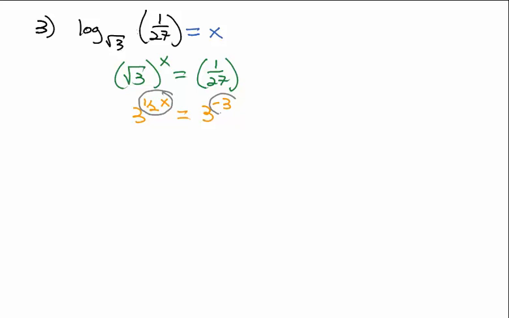Then we can take our exponents and make them equal to each other. 1/2 x equals negative 3. And solve by multiplying both sides by 2, and x equals negative 6. So log base square root of 3 of 1/27 is equal to negative 6.